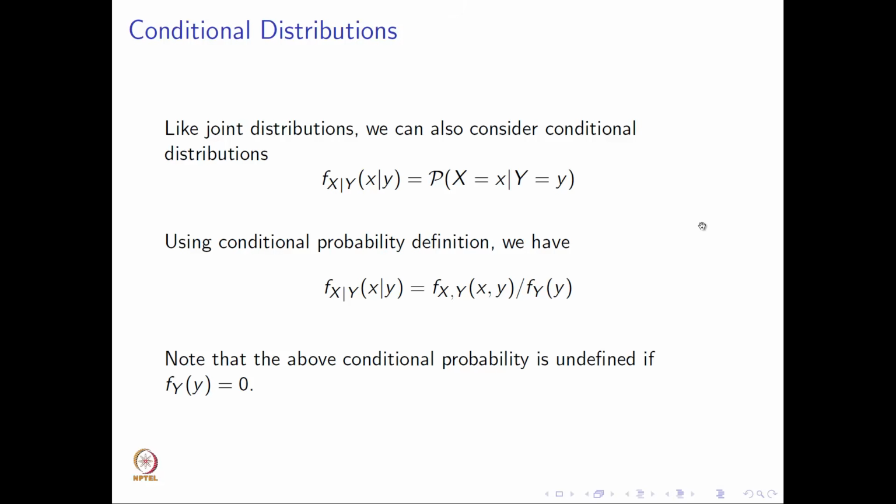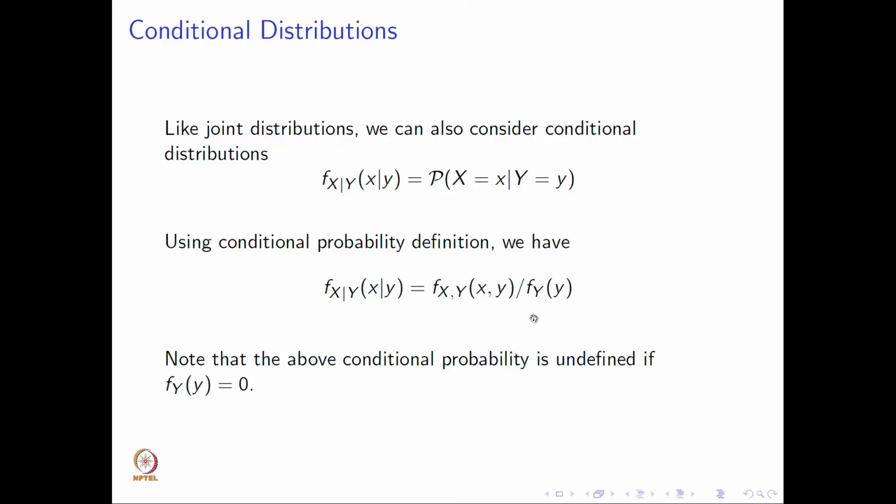Like joint distributions, we can also consider conditional distributions. For example, here we have the conditional distribution fx given y, which is the probability that the random variable x will take on some value small x, given that the random variable y has been observed to take on a specific value small y. The relation between conditional distributions, joint distribution and marginal distributions is shown here.